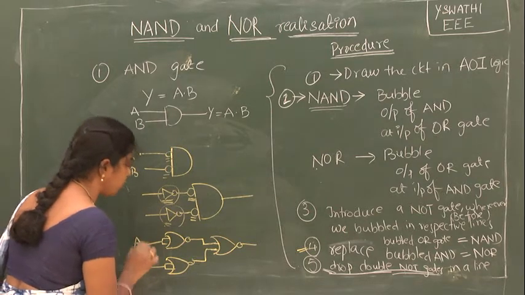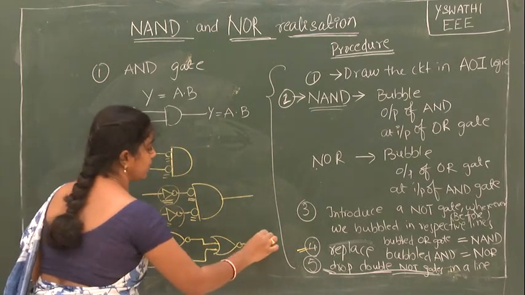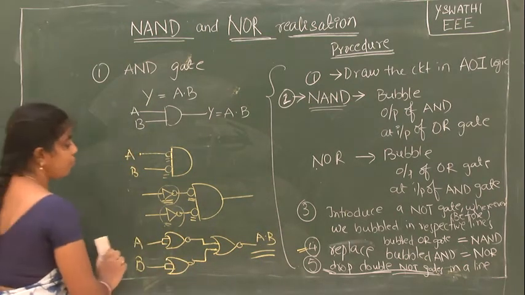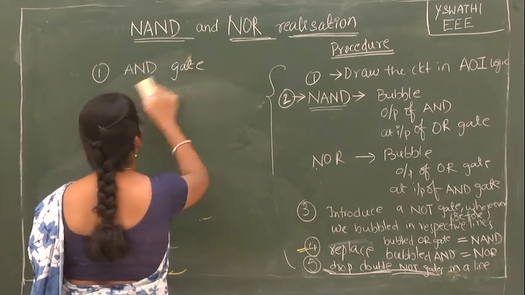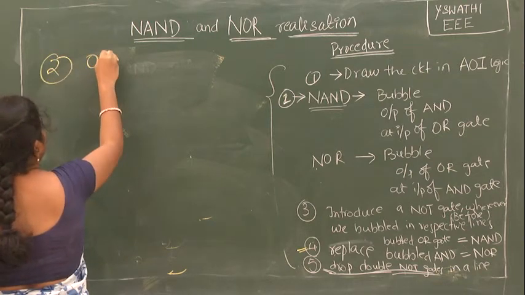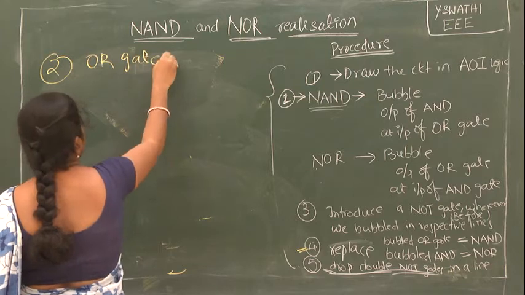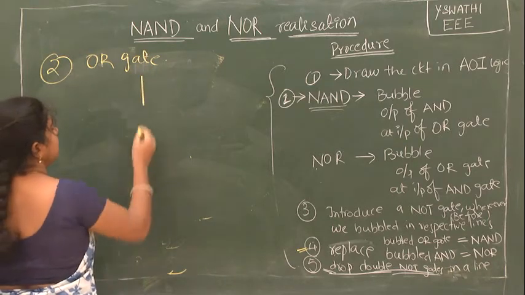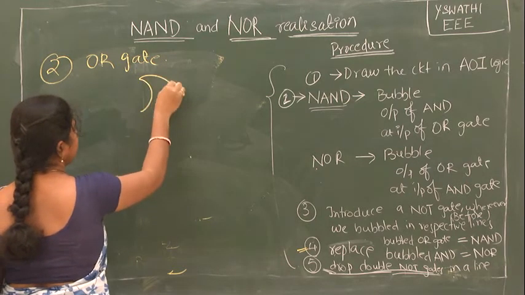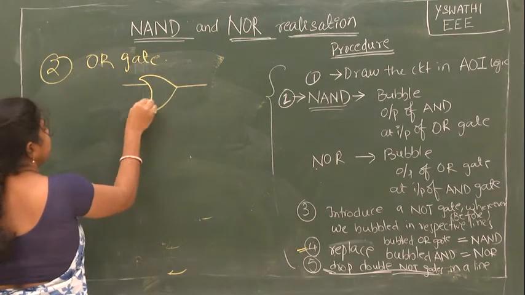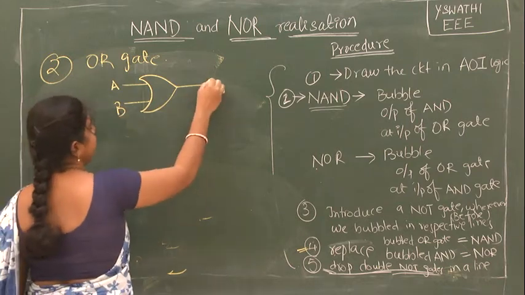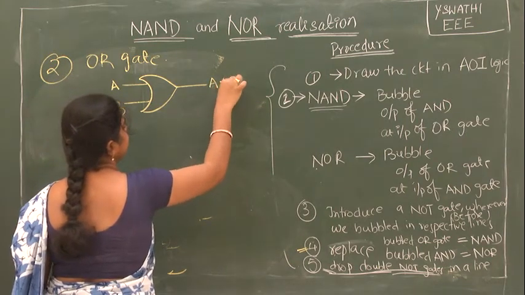This is our realization of AND gate with NOR gate. Okay. Now we will move on to the next gate, that is OR gate realization with NAND and NOR. OR gate. In this OR gate, we are having two inputs A, B. Okay. So in this A, B, the output will be A plus B.